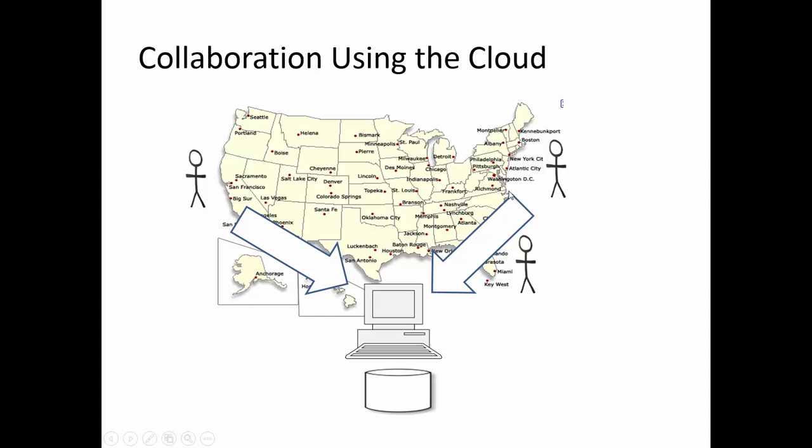And the one reason we like a cloud server is it allows many people to work on the same project at the same time. People in San Francisco and New York and Miami could all work on the same file at the same time, and that is called collaboration.